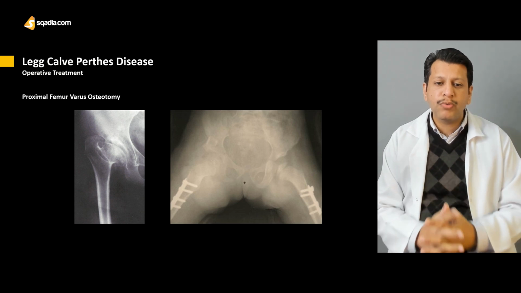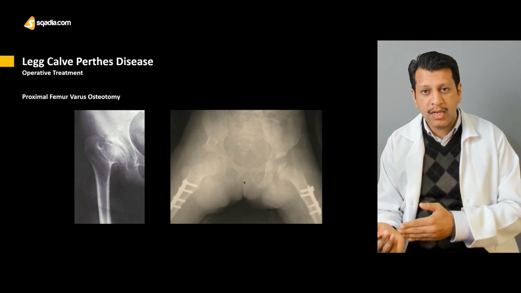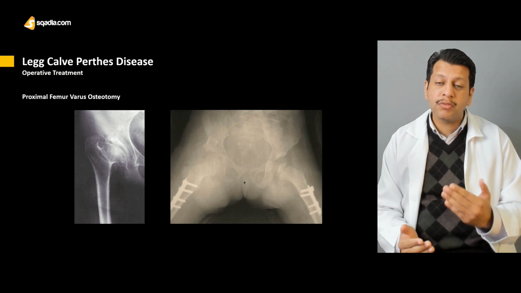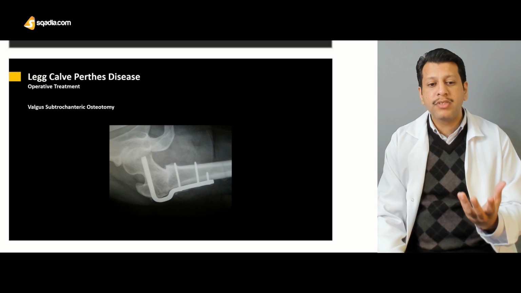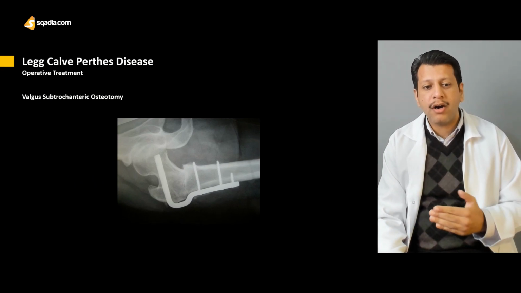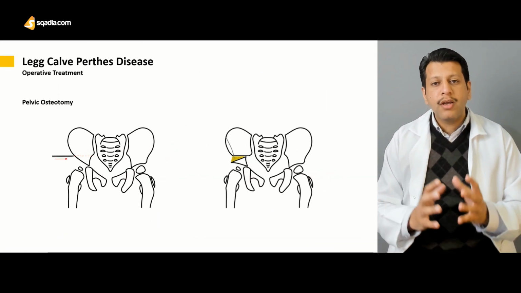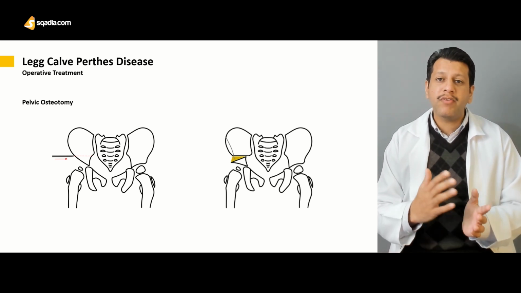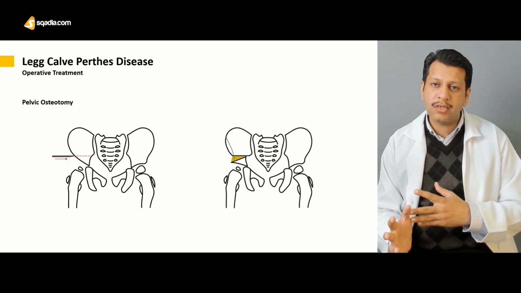Then we will be moving on towards the treatment of this condition, whether we need to go for some form of containment with pelvic osteotomy as well as proximal femoral varus osteotomy, or we need to do some form of salvage procedure, whether in the form of a certain salvage osteotomy or valgus subtrochanteric osteotomy as well. Therefore, we'll discuss what containment actually is and what our aim should be in the case of LCPD, and at what age it presents.